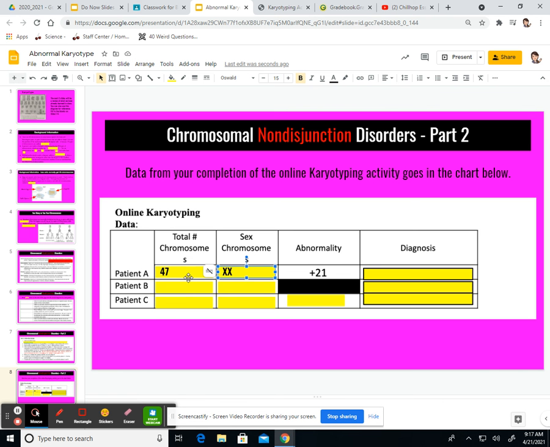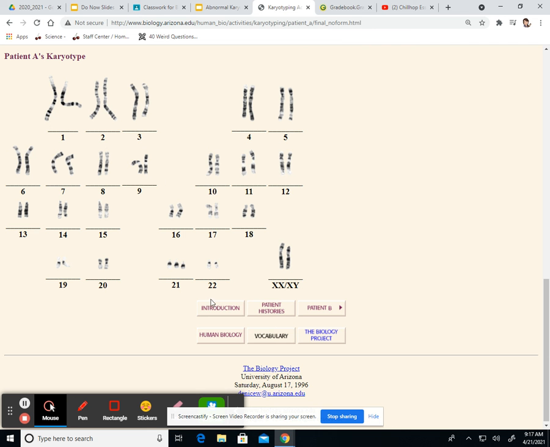The abnormality, I already have filled in for you here as an example. But what that means is we know that a normal karyotype has 46 chromosomes, but this karyotype has 1 extra. I want to know where that 1 extra is. So this plus 21 is telling me that there is 1 extra chromosome, number 21. Go ahead and look at that again, and we can see 1, 2, 3, right? There's an extra chromosome there.